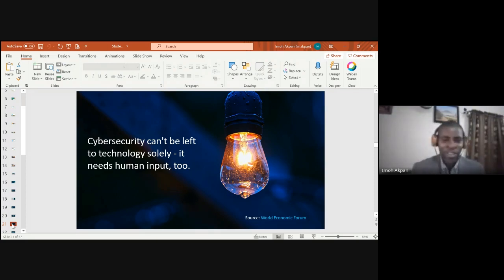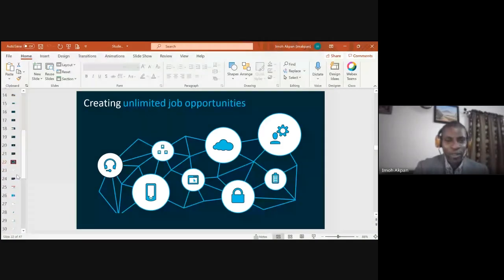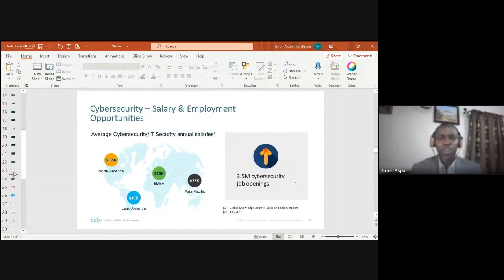That's why cybersecurity cannot be left to technology alone. There is the aspect of human input, so building capacity in cybersecurity is critical. There are a lot of opportunities and jobs opening, especially in software. Since we have that challenge, it also provides unlimited job opportunities in building skills and capacity in cybersecurity. We also see this in salary and employment opportunity, from research done in 2019 on annual salaries and security job openings.